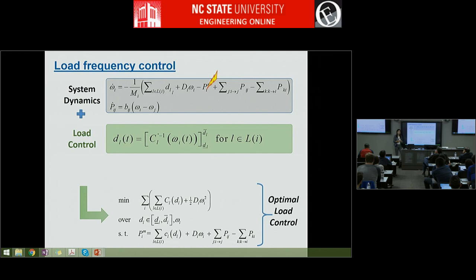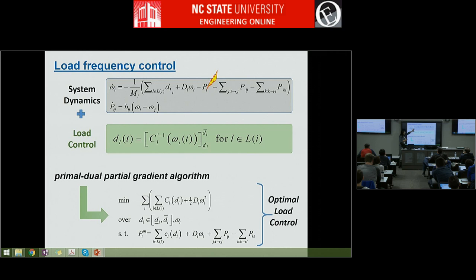What can we guarantee? We can guarantee that the system dynamics plus load control, a dynamical system with some control added, will converge to the optimal solution of the optimal load control problem. How are we going to prove it? It turns out the two parts together form an optimization algorithm for solving this problem. If you understand what the primal-dual gradient algorithm is, this is an algorithm to solve optimization problems. That's how we can guarantee that together they solve this problem and converge to the optimal solution.